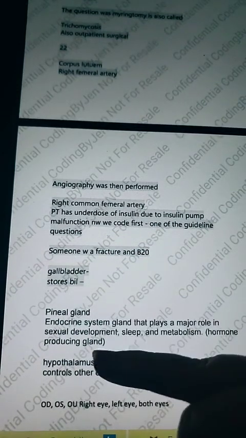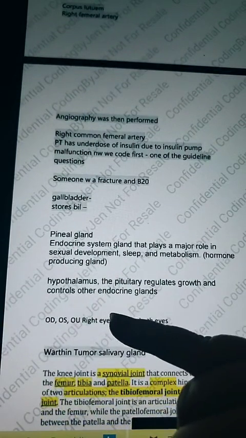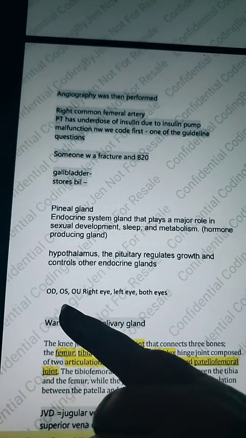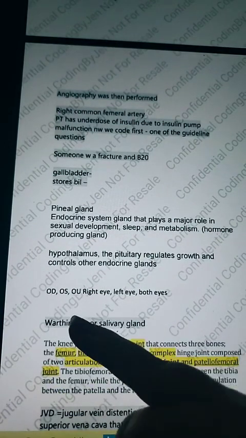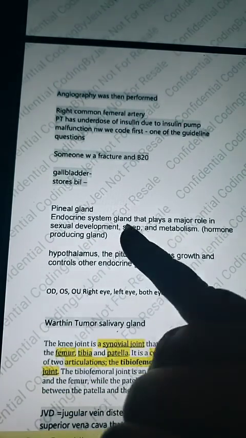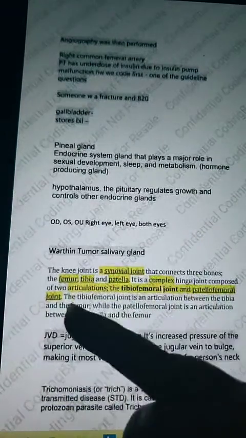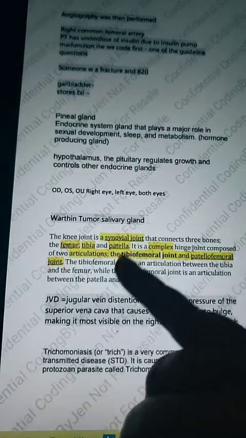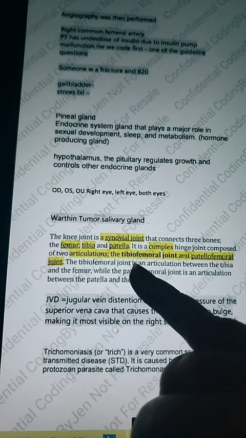Your gallbladder stores bile. They had pineal gland. They had hypothalamus. Here's your eyes, by the way. The OD, OS, and OU: right eye, left eye, and both eyes. But you have an OS in your cervix and other areas, like I said before. So be sure you know that. We went to war in our mouth again. There's your different parts of the knee. We have the femur, tibia, and patella.